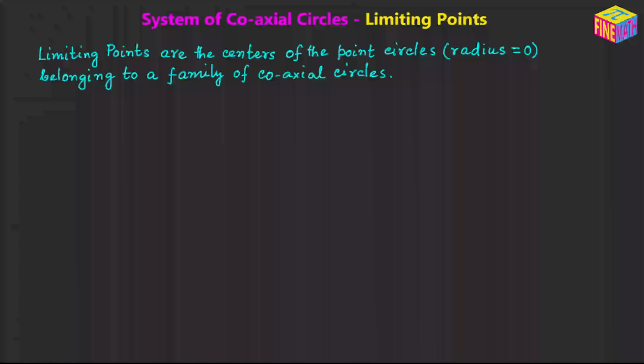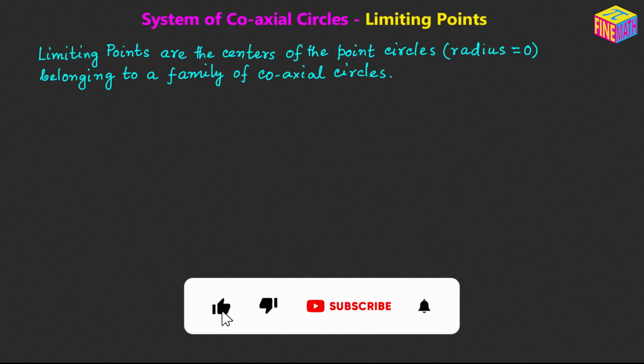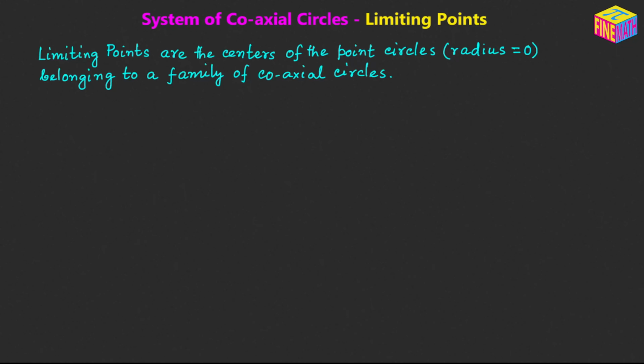Hi everyone, in this video we are going to talk about the limiting points of a system of coaxial circles. The definition says that limiting points are the centers of the point circles belonging to a family of coaxial circles. That means if we take a family of coaxial circles, the point circles belonging to that family would be called the limiting points of that system of coaxial circles.